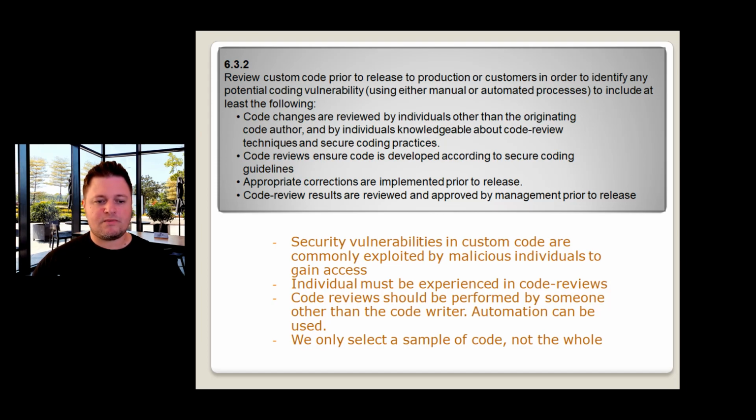Code reviews should be performed by someone other than the code writer. Automation can be used. We only select a sample of code, not the whole. So let's say they have like 40,000 lines of code. We only need to look at maybe 100 lines of code, maybe 50, if that, and also make sure that the code reviews are done by people who know about code reviews and are not the code writers.